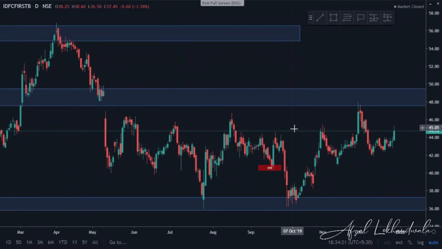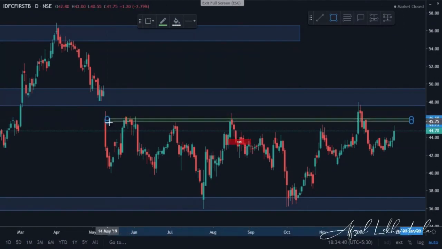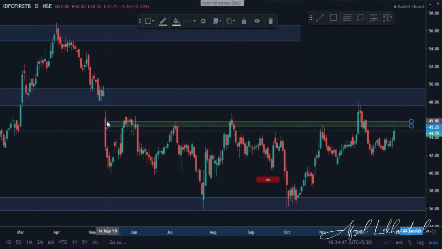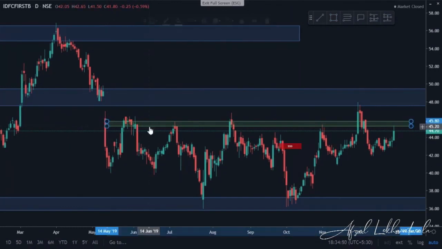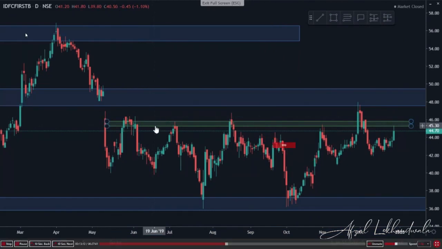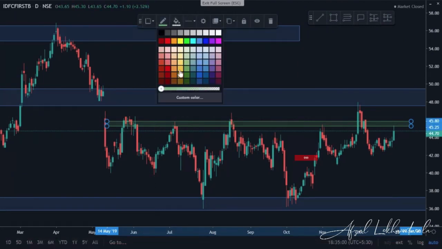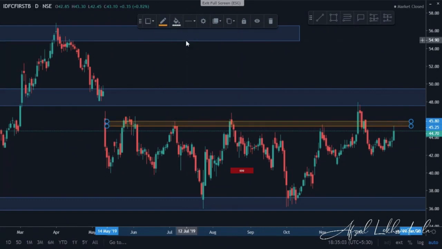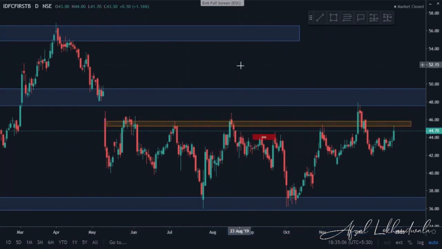Now on this daily chart, can you clearly spot a resistance? Yes, we can clearly spot a resistance. It is right here. Let me draw a rectangle. Yes. So this area is a nice resistance. Now since this is a daily chart, we will change the color to orange. For the weekly chart we use blue, for the daily chart we use orange.